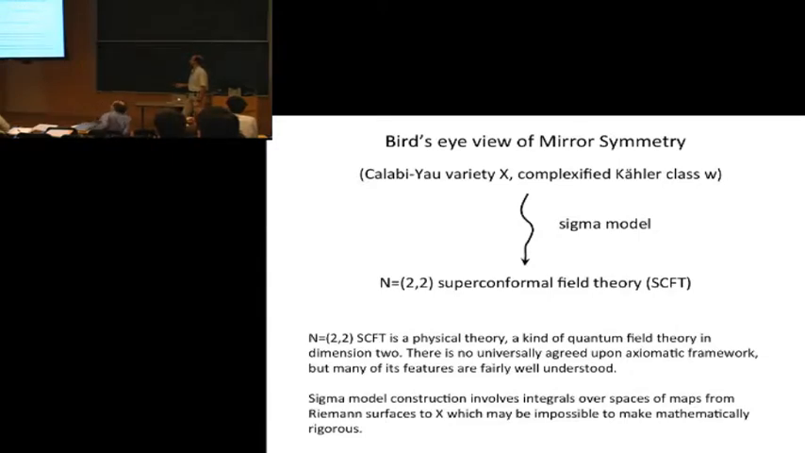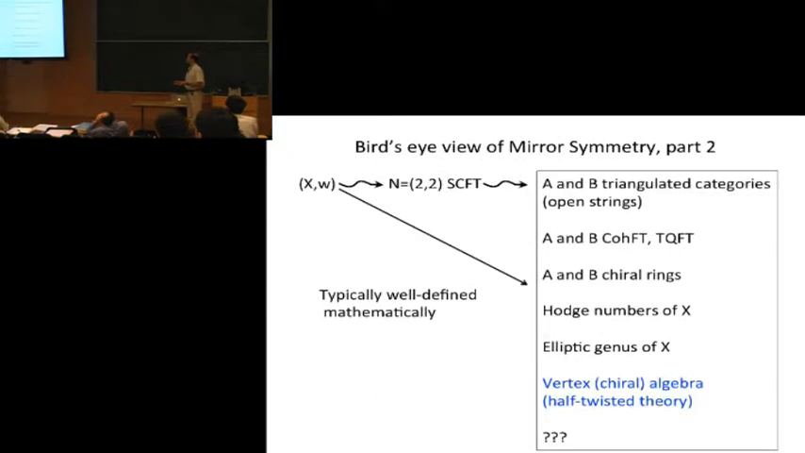Another issue is the sigma model construction itself. Its Lagrangian formulation is Feynman type, so whatever you do, it's going to be Feynman type path integrals over spaces of all maps from Riemann surfaces. These are hard to make rigorous, just the nature of the beast. Another annoying feature is this complexified Kähler class W. From there, you're supposed to produce a Ricci flat metric. Yeah, it exists, but can you write it? I mean, that's another iffy issue.